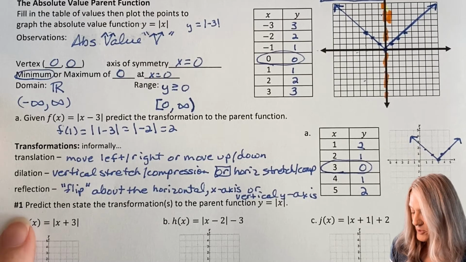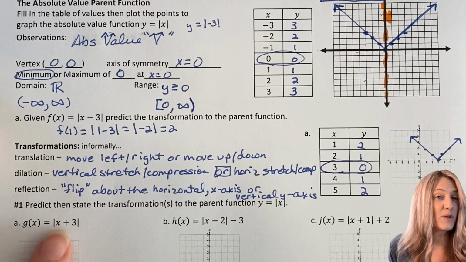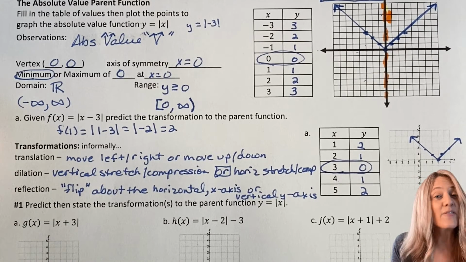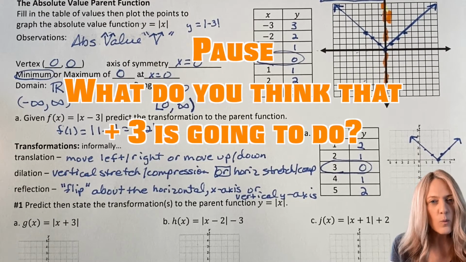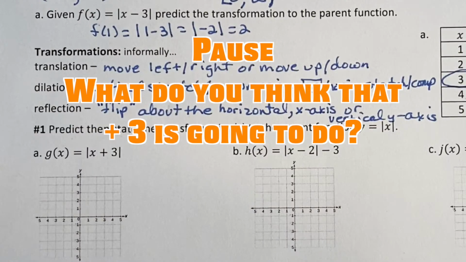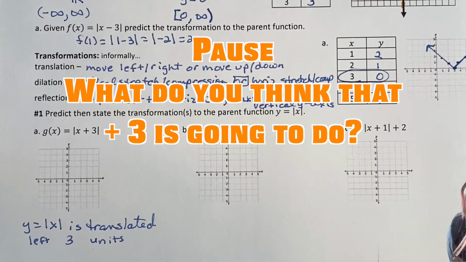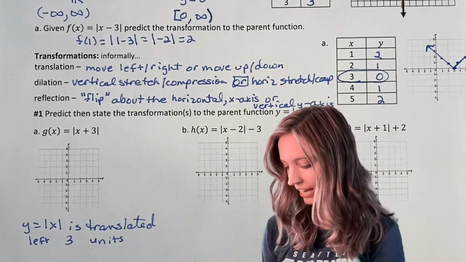If you look at number 1 now, A, it says g of x equals the absolute value of x plus 3. I bet you have a good guess what is going to happen. Wanna write it down? What's gonna happen with absolute value of x plus 3? Did you guess translated left 3 units? You'd totally be right. Check this out.